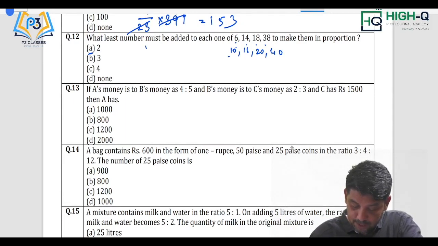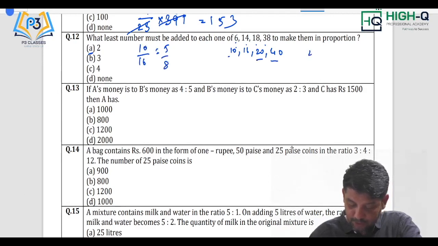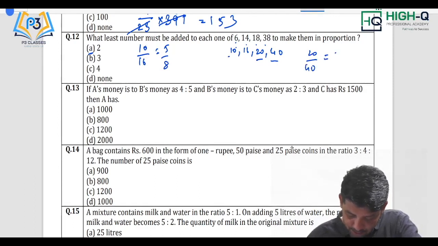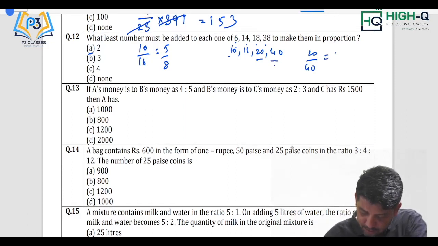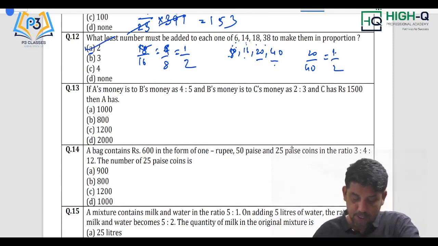Oh, sorry. 8 by 16, is it 1 by 2? Yeah, and 20 by 40 is 1 by 2. Is it satisfying, my dear? Yes, 4 by 8 is nothing but 1 by 2, and this is also 1 by 2. Option A. Okay. Now, next step.